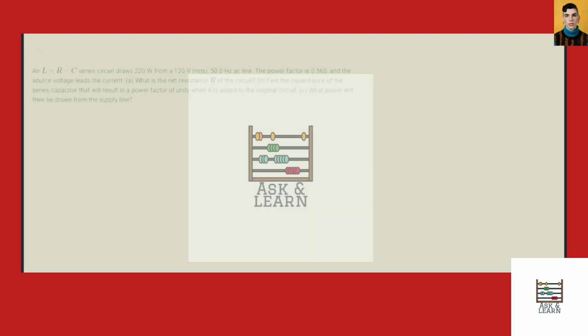So for this LRC series circuit, we know the power, the voltage, and the frequency. The power factor is 0.56. Part A: we want to figure out the net resistance R of the circuit.